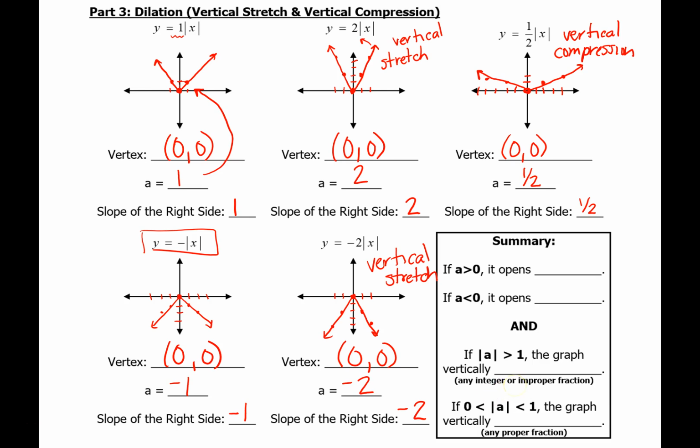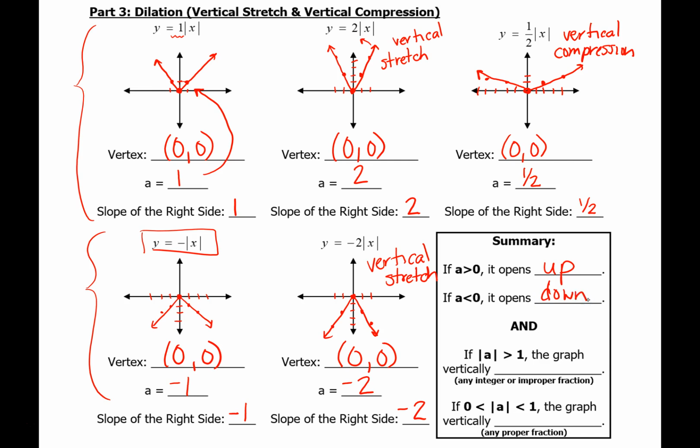So let's do a summary. If the a value is greater than 0, that means it's like this top section up here. We have a values that are all larger than 0. It opens up. If the a value is less than 0, like these bottom two down here, it opens down.